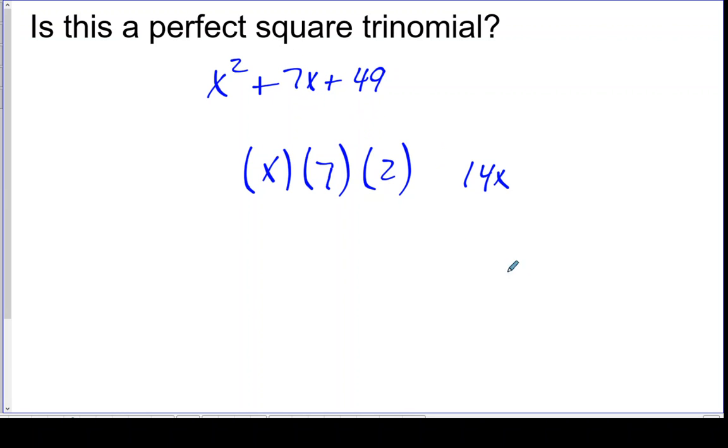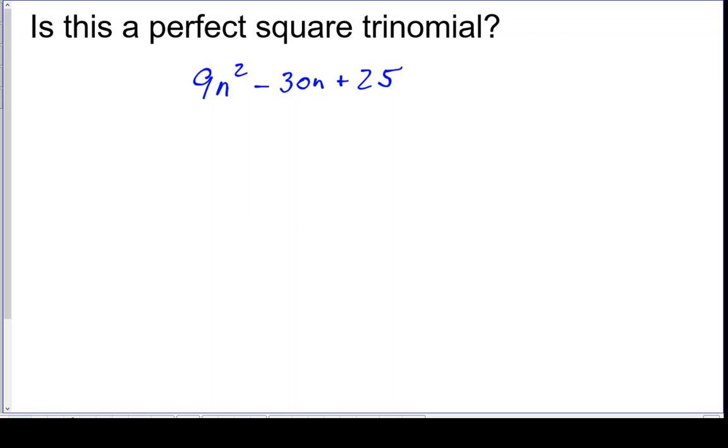So they don't match. This would be an example of a trinomial that is not a perfect square trinomial, so we would not be able to factor this as x plus 7 times x plus 7, because it would not give us a middle term of 7x. What about this one?